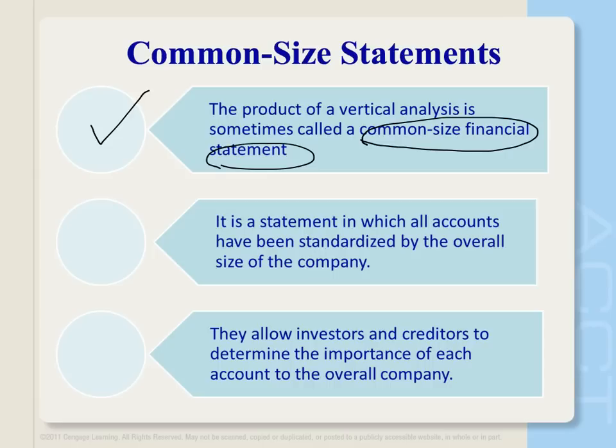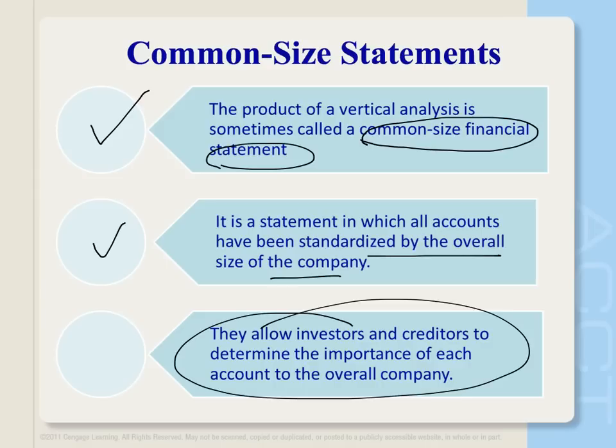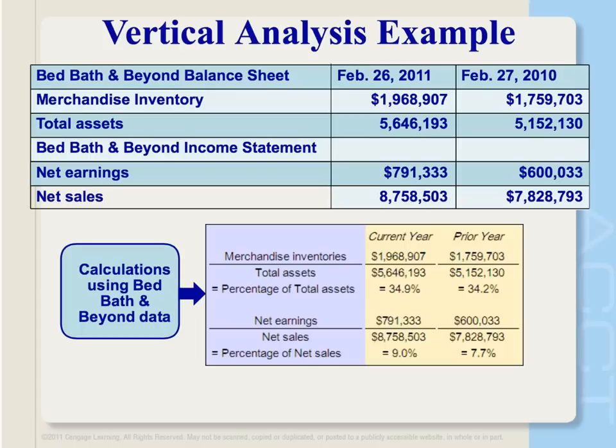It is a statement in which all accounts have been standardized by the overall size of the company, and it allows investors and creditors to determine the importance of each account to the overall company. We're going to take a look at how to do that. So here, again, using our Bed Bath & Beyond example, we have the 2 years, we have merchandise inventory, we have net earnings, we have net sales, and total assets.